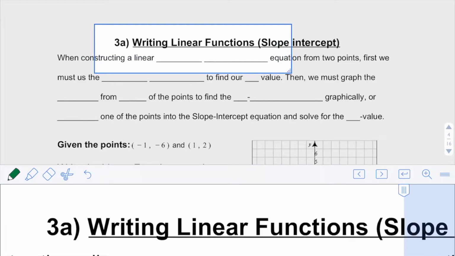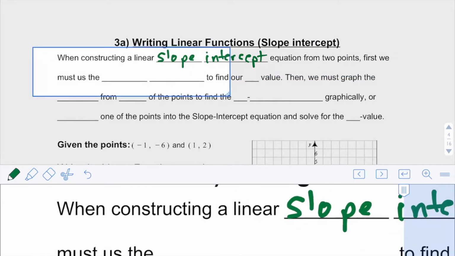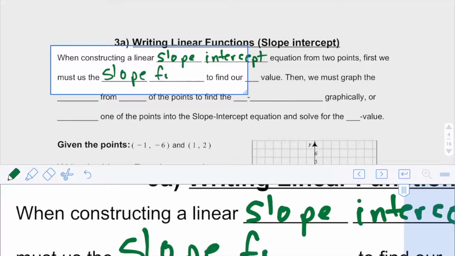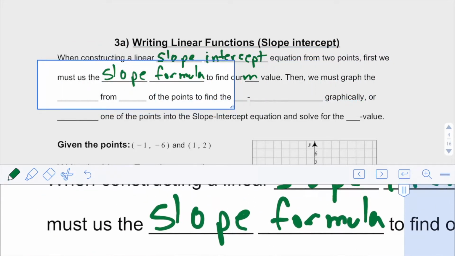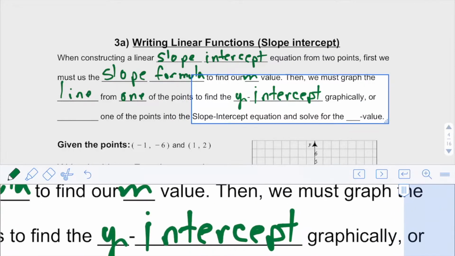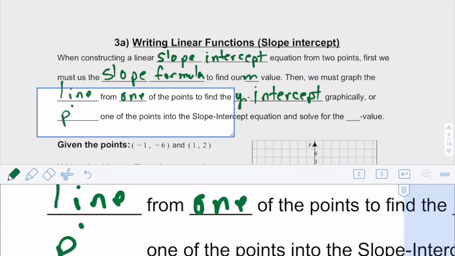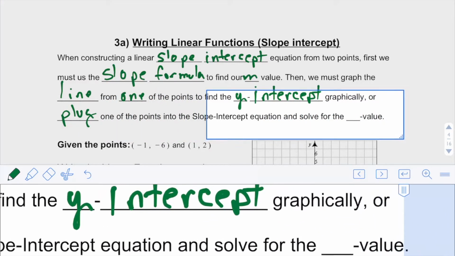So when constructing a linear slope-intercept equation from 2 points, we must use the slope formula to find our m value. Then we must graph the line from one of the points to find the y-intercept, just like we did in the last lesson, graphically, or plug one of the points into the slope-intercept equation and solve for the b value. So let's go take a look and see what that looks like.